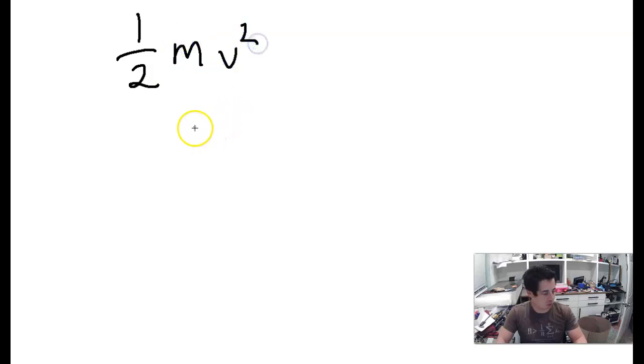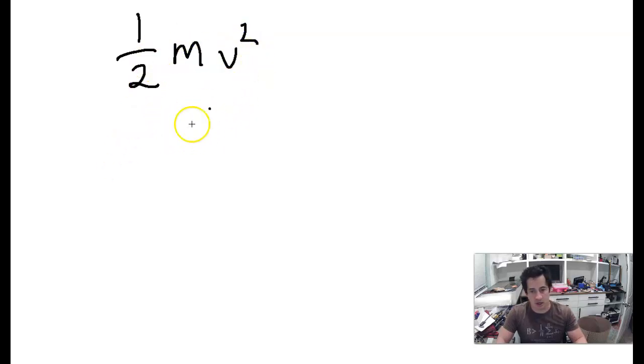Alright, so we're just going to do a quick overview of kinetic energy calculations and then doing work kinetic energy problems. So to start, our kinetic energy formula is 1/2 times m times v squared.